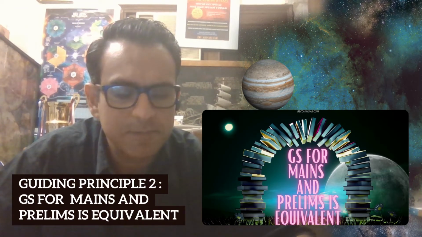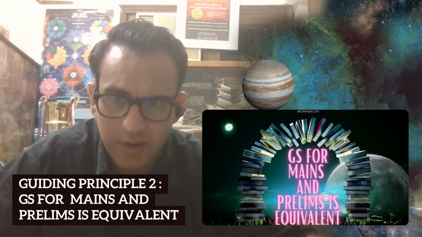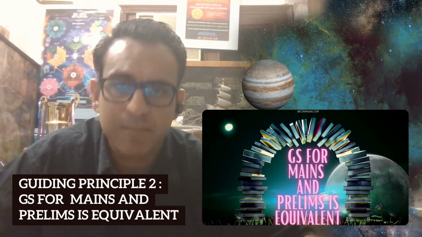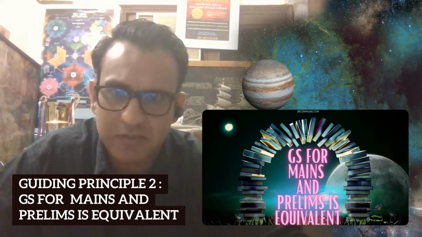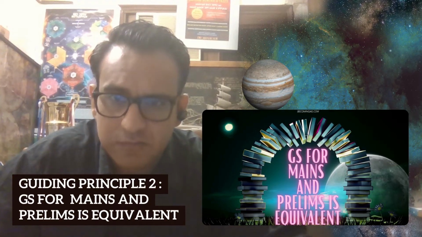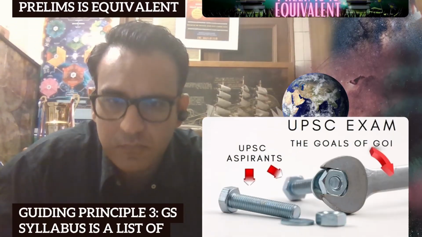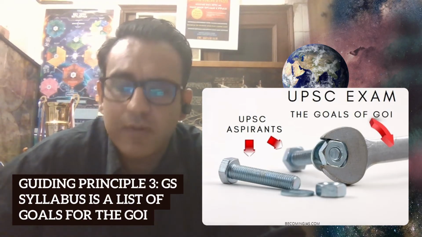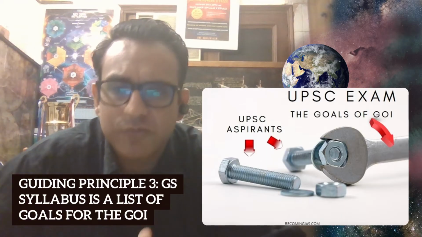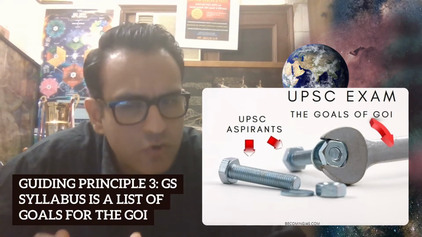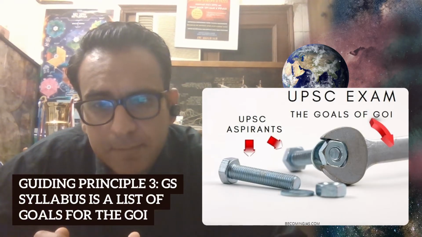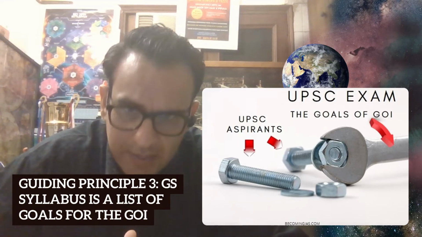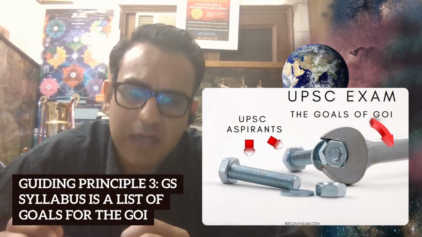One is multiple choice, the other one is more objective. It requires a little bit of different training, yes, but the knowledge and the base of the knowledge remains the same. So until that base of knowledge is formed in your mind, please treat them at par, right? The third reason, and something which I've been mentioning before, is that the general studies syllabus is a list of goals for the government of India. These are not topics which are being inserted there just for the heck of it. These are all topics which are governance challenges.